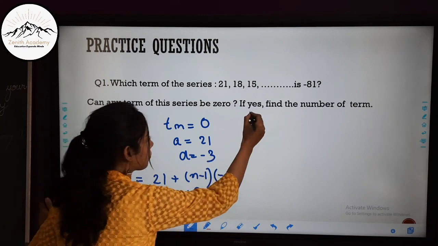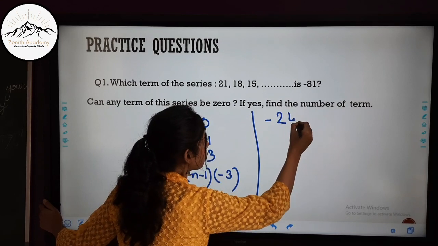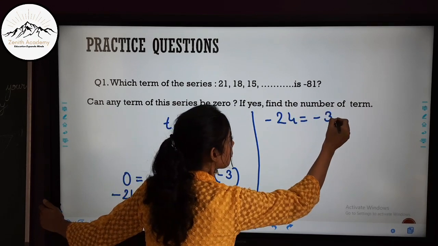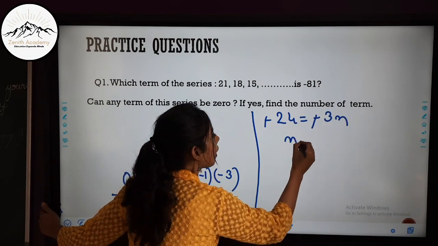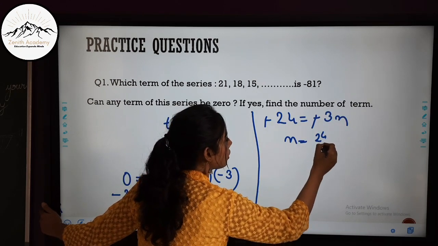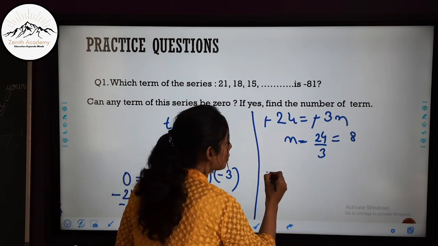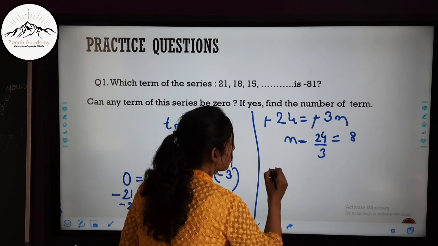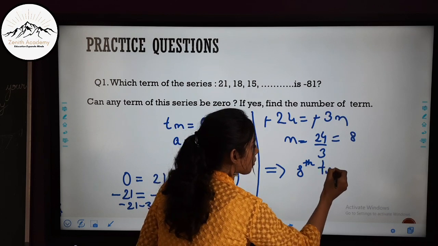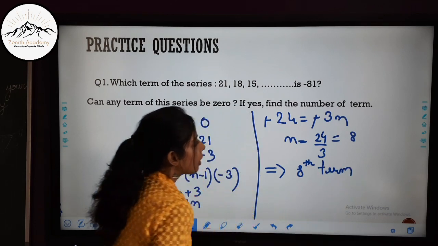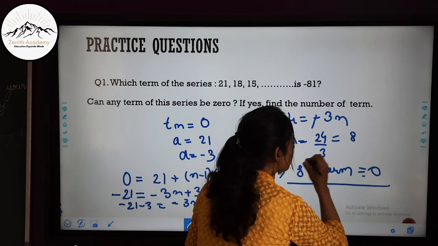This will give us minus 24 is equals to minus 3n. Minus minus gets cancelled. N is equals to 24 divided by 3, which is equals to 8. Hence, our 8th term is equal to 0 in this series.